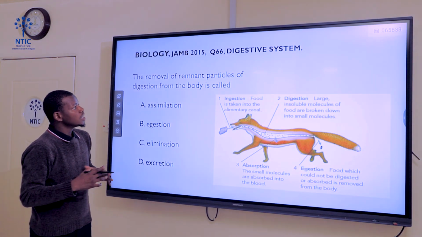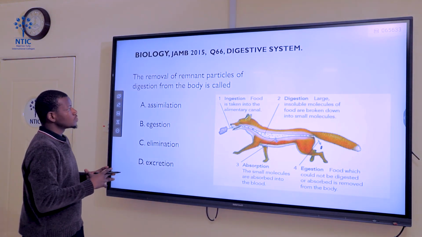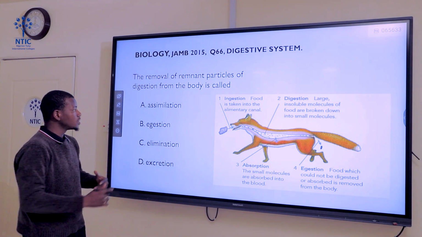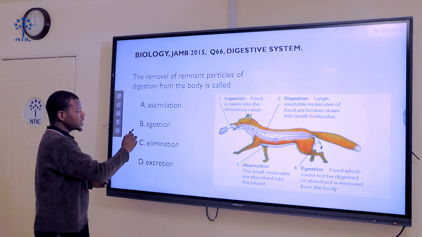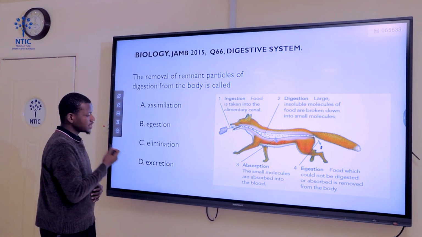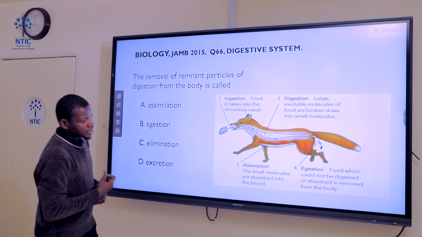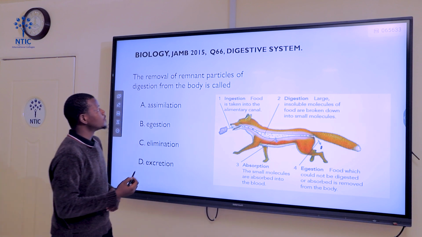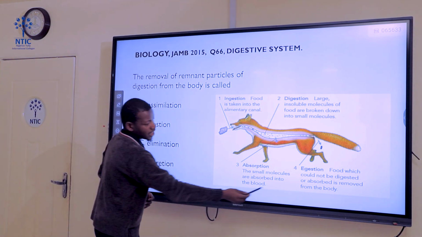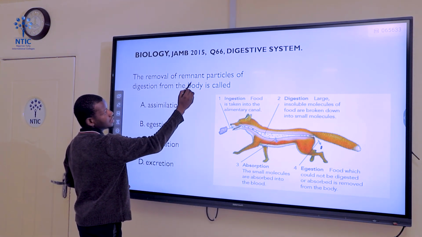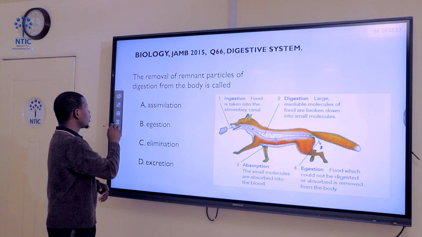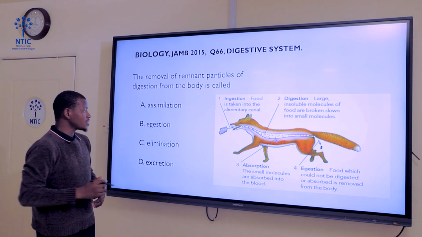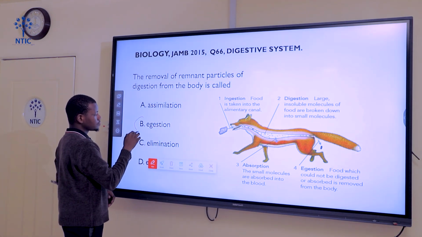Question 66. The removal of remnant particles of digestion from the body is called A. Assimilation, B. Egestion, C. Elimination, and D. Excretion. Now, egestion is the removal of undigested food from the body, and those undigested foods are considered as remnant particles of digestion. So the correct answer here is B.